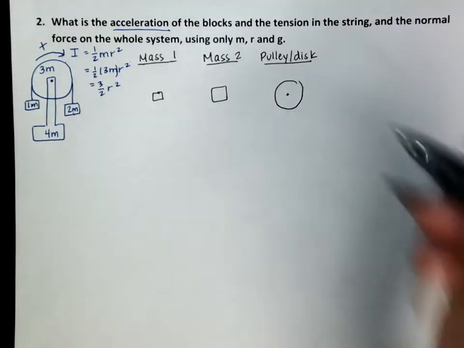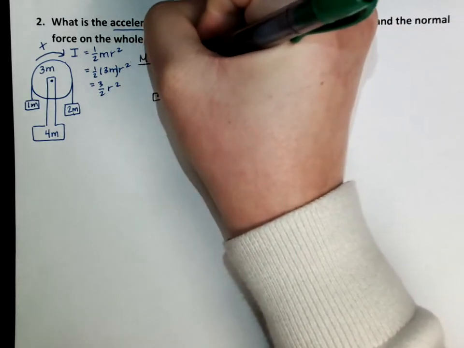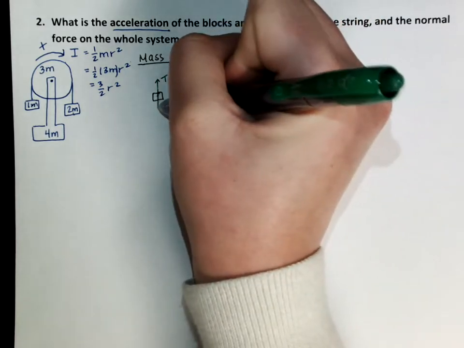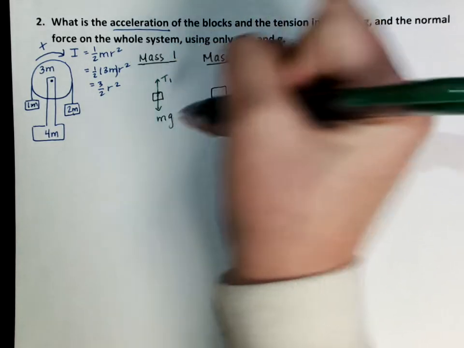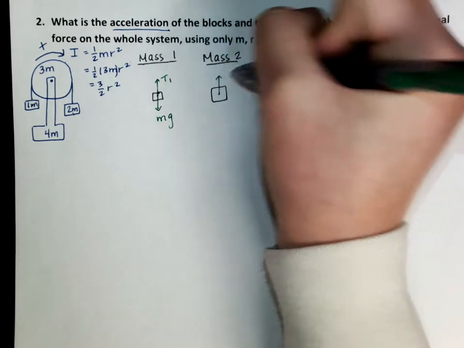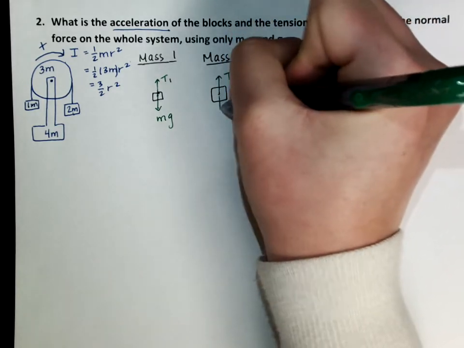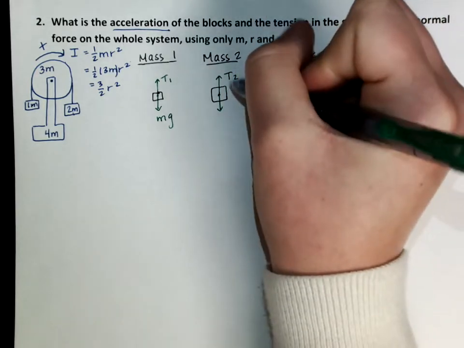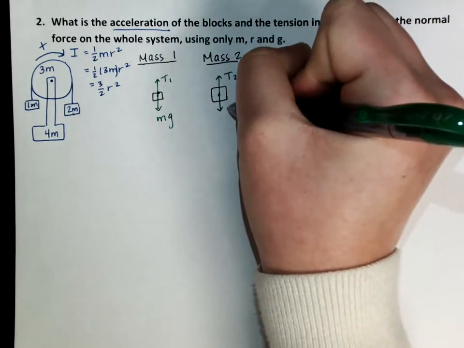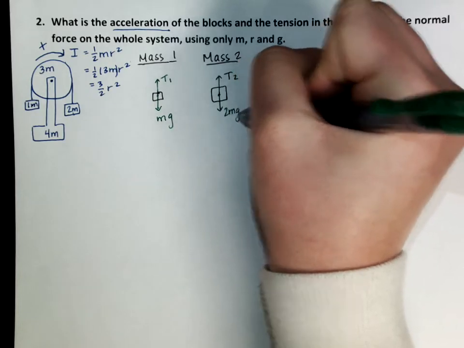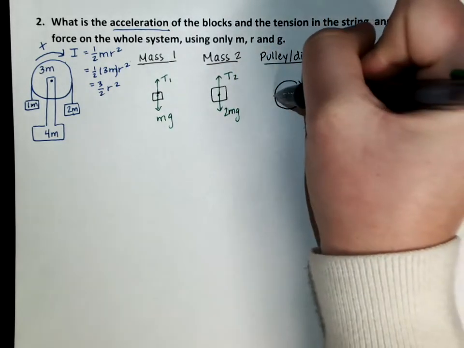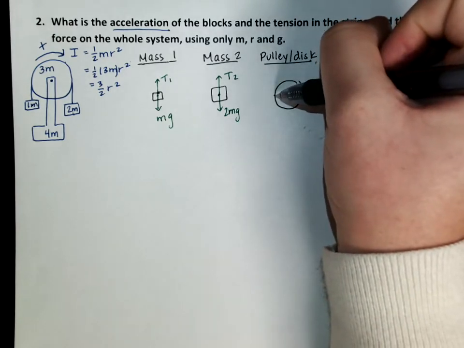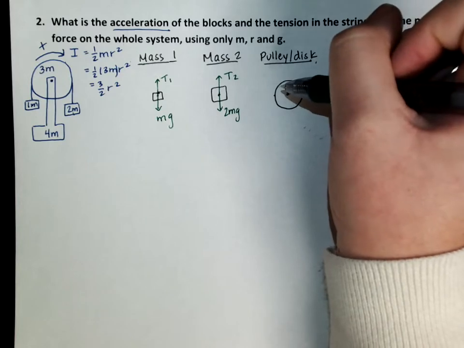So on mass 1, well, it's held by a string, so it's tension 1 upward, and it has its weight pulling down, so mg. Mass 2, we're going to call it T2, even though it is the same string, and there may be a different tension inside of it, because it is accelerating. So this is 2mg.